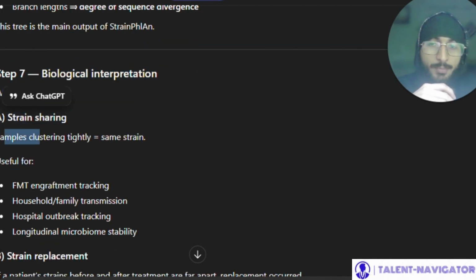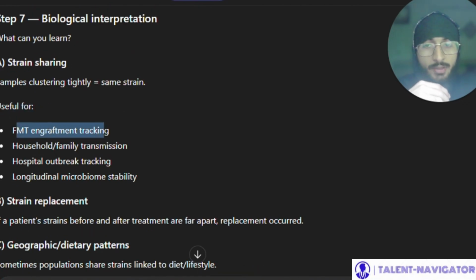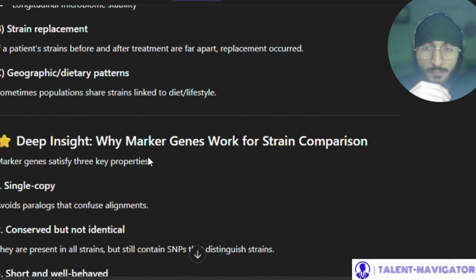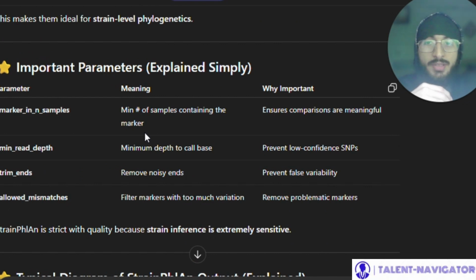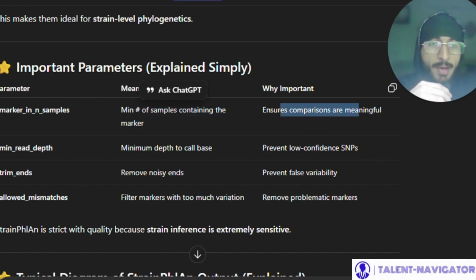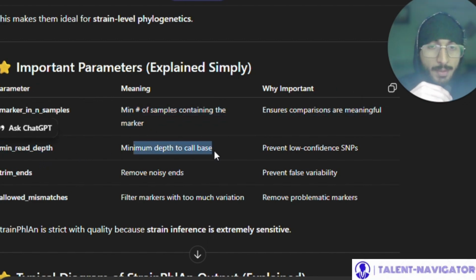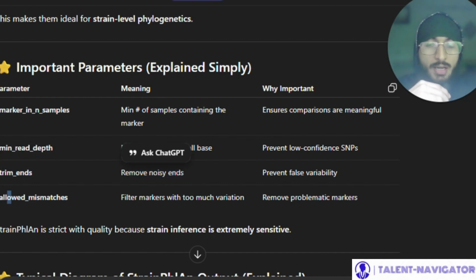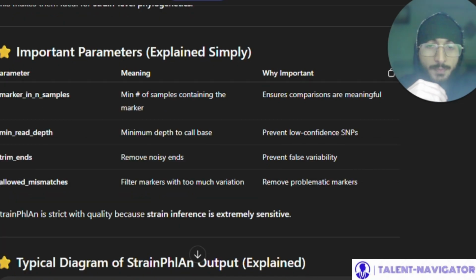So strain sharing: if the samples are clustering tightly, that is the same strain. It is useful for FMT engraftment tracking, household or family transmission, hospital outbreak tracking, and longitudinal microbiome stability. Right, and basically we can check for the important parameters. We have marker in n samples, that is the minimum number of samples containing the marker, which ensures comparisons are meaningful. Then minimum read depth, the minimum depth to call a base, trim ends to remove noisy ends, and allowed mismatches, another parameter which filters markers with too much variation.